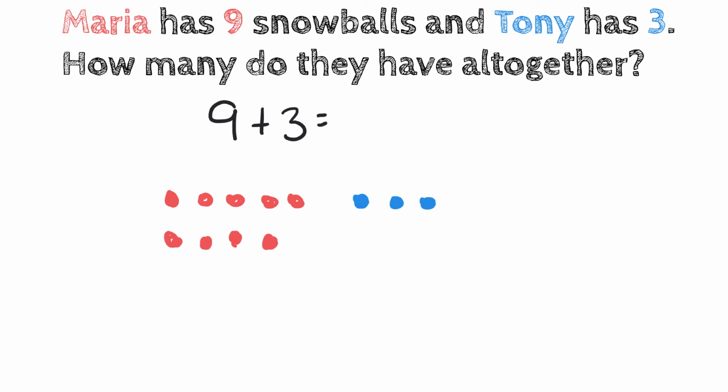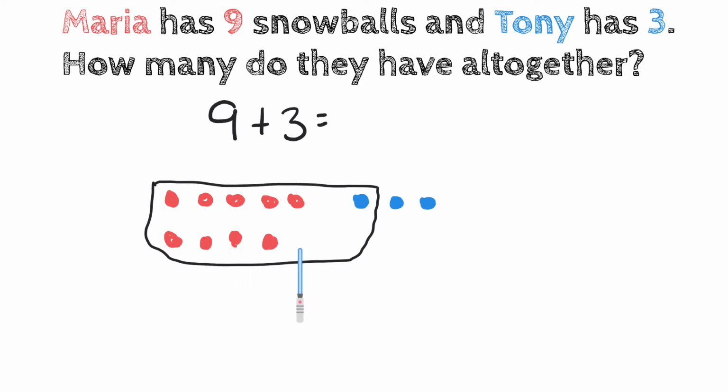So we can actually just show and make a group here. Here's our group of 9, and we're going to take one more and add it in. And now we can easily see we've got 10 plus how many more? That's right, 2. So now we can rewrite that as 10 plus 2 equals, and what does that equal? That's right, 12.